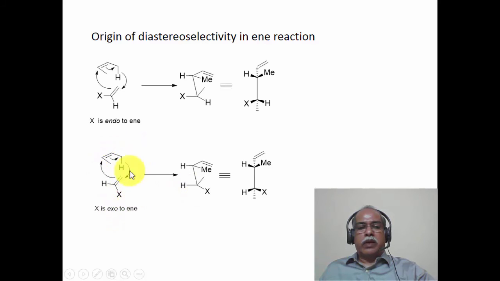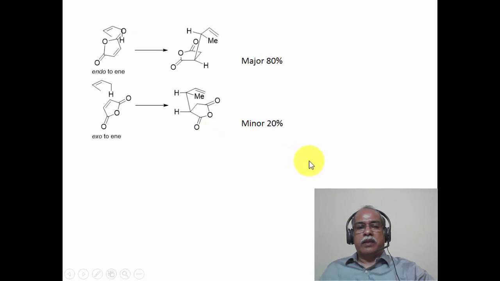The X is exo to ene, X is endo to ene. That will result in the carbon-carbon bond formation, resulting in the diastereomeric forms. If the endo transition state is favorable, this will be the major product. If the exo transition state is favorable, then this will be the product. It would depend upon the bulky nature of the X group. It will also depend upon whether X is coordinated to a Lewis acid and so on.